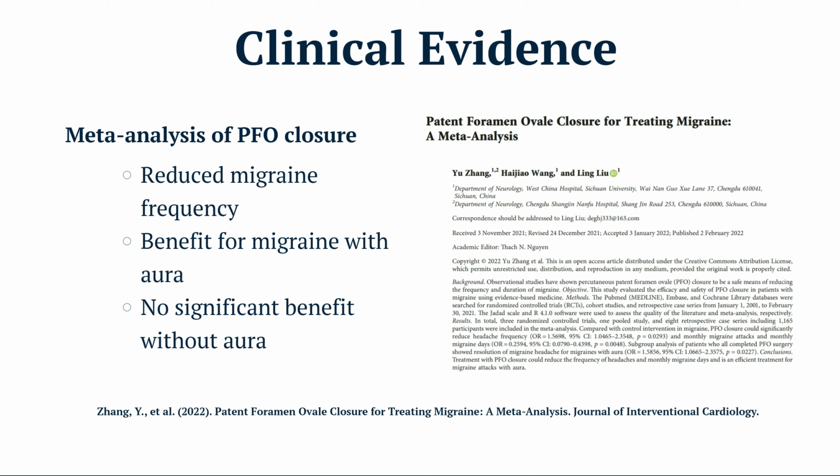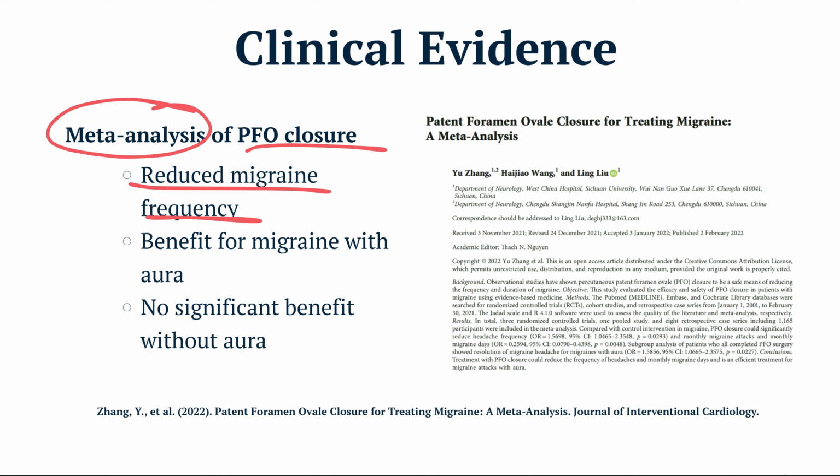Given the potential link, a meta-analysis was done to evaluate the effect of PFO closure on patients with migraine refractory to multiple medications. The results showed that the PFO closure group had a greater reduction in migraine frequency. They had less monthly migraine attacks. They had a higher rates of complete migraine resolution, and they had a significant reduction in monthly migraine days compared to the control group. Now, when looking at subgroups, the results became even more interesting.